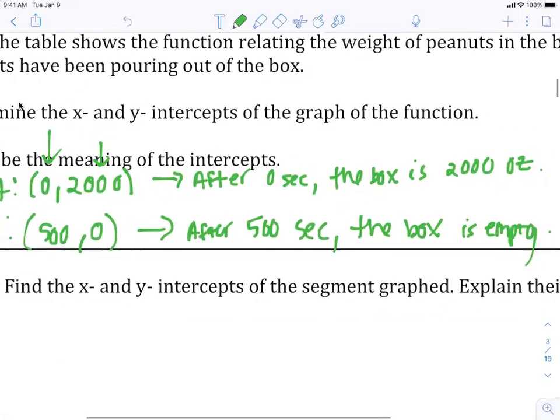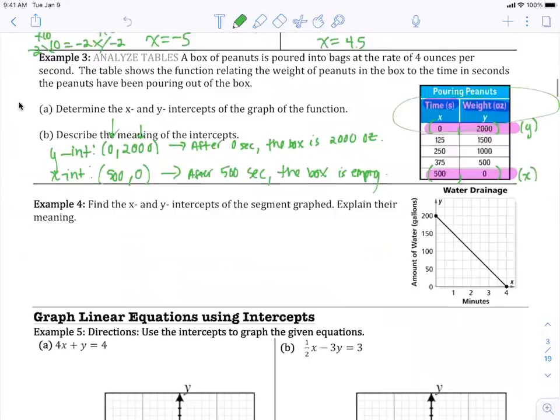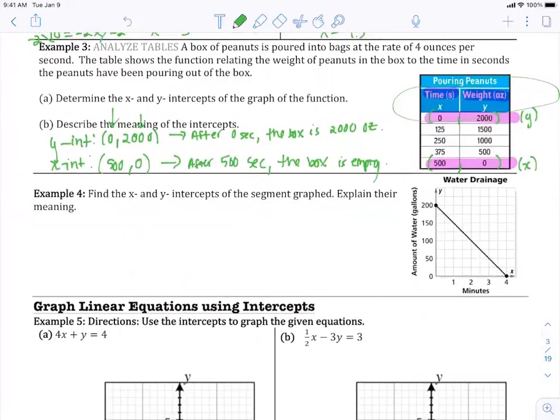So if I say attach meanings, all you're going to do is look and see, well, what do those columns represent? And then just give me your answer in a sentence. So what I want you guys to do is on example 4, I want you to pause your video and give example 4 a shot.